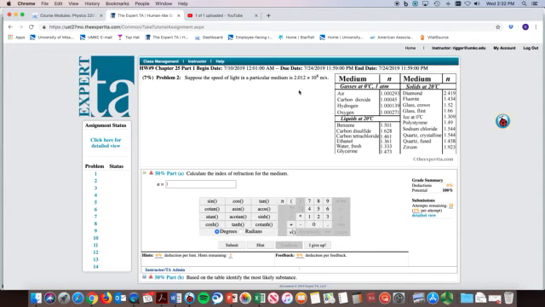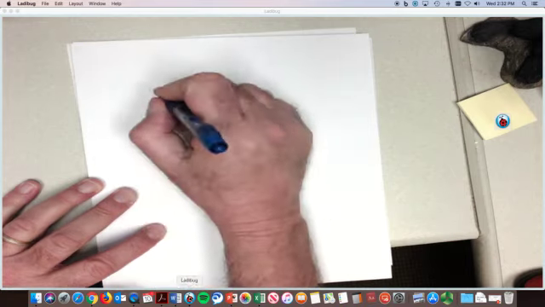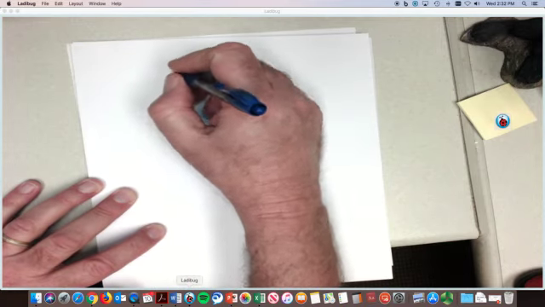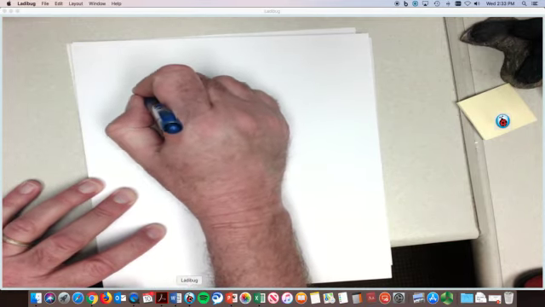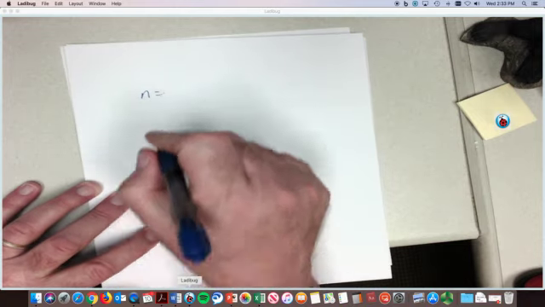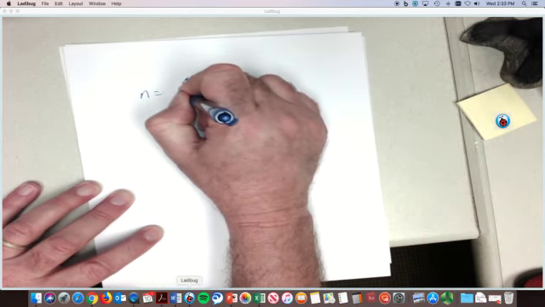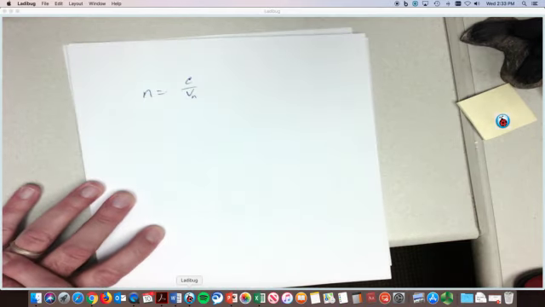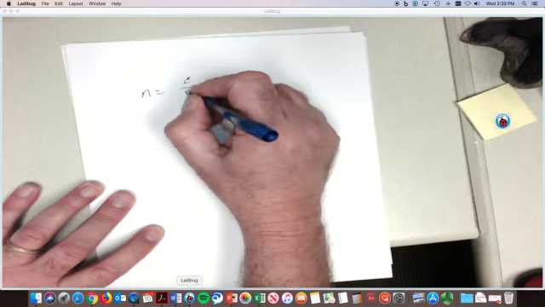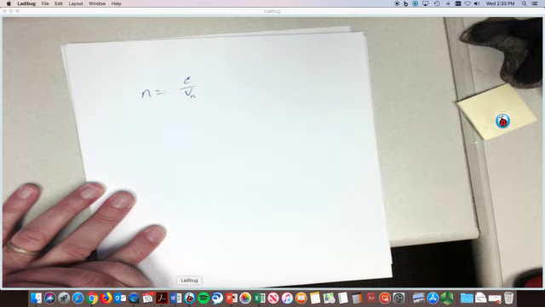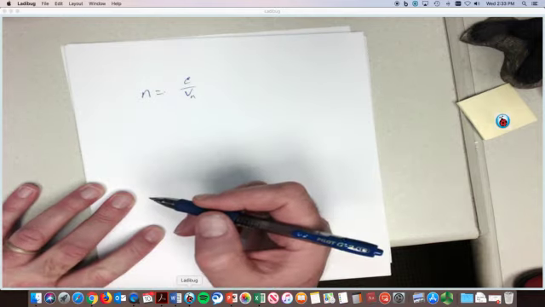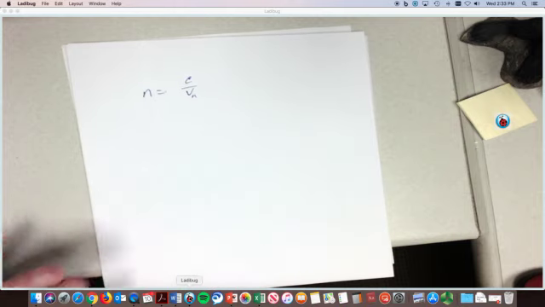I'm sitting here saying nothing to that, but again, if we want to know the index of refraction of the medium, N is equal to C over V. They gave us V of that medium, and we know those two numbers. So you just divide those two and you get what N is. That's not too bad.